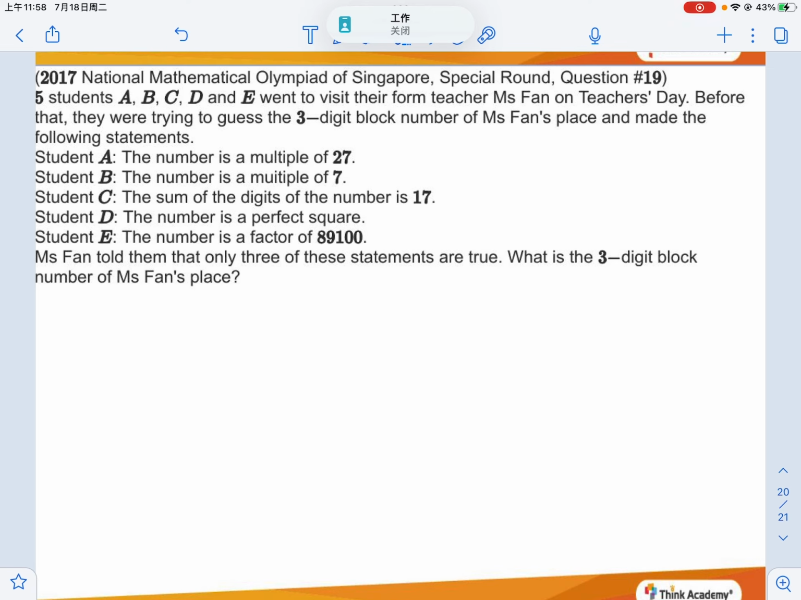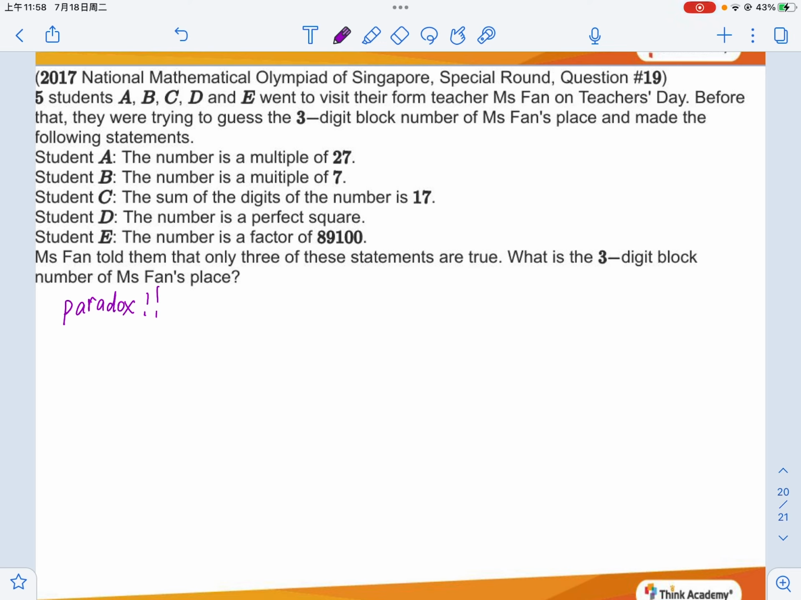Okay, now let's look at the last several questions. Question 19 is a very challenging question. For this kind of logic question, the most important thing is to find the paradox. This is very important, so let's read the conditions one by one.